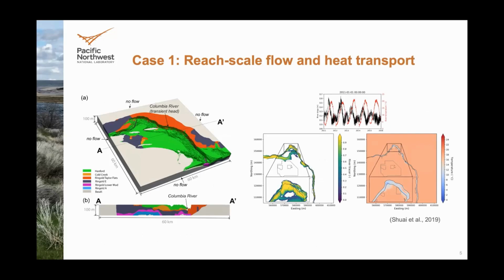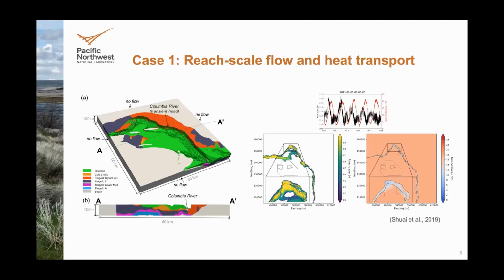The first case is a reach-scale flow and heat transport model. The figure on the left shows the model domain. As we can see, this is a pretty big model. This model is 60 kilometers by 60 kilometers, and the vertical distance is 100 meters. And the figure below shows the geological structures for this domain.